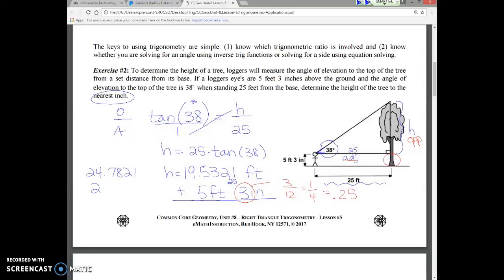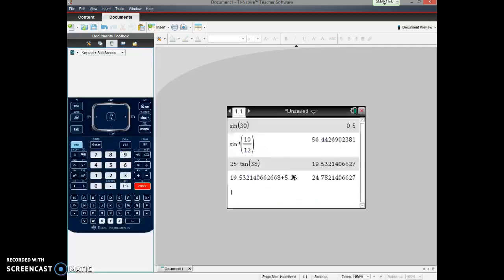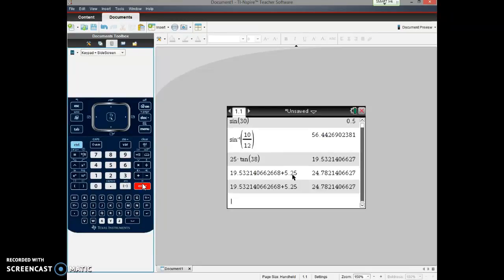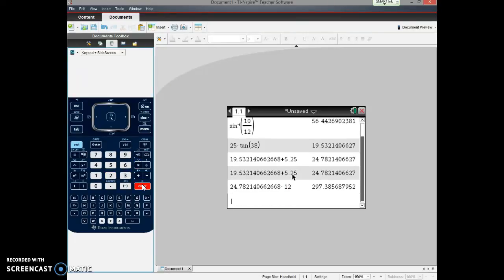So we have 24.7821 times 12 because it says to the nearest inch. Again, please don't round. So take that answer. Oops, my bad. So sorry. That answer times 12, because there are 12 inches per foot. So it's 297.4.